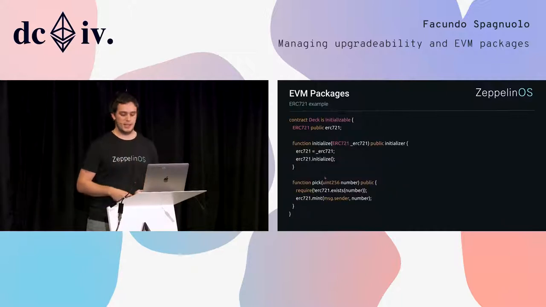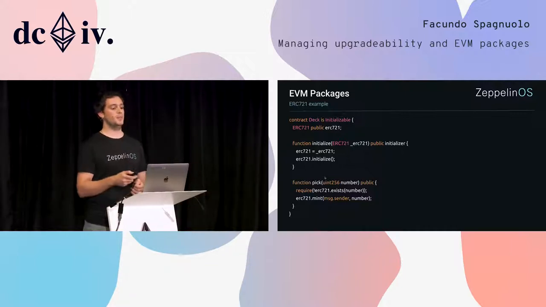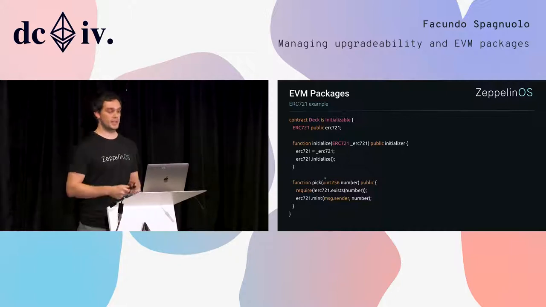Let's take a look at another example. Let's say that we have a DEC contract in our project, and as you can see, it has an ERC-721 dependency.